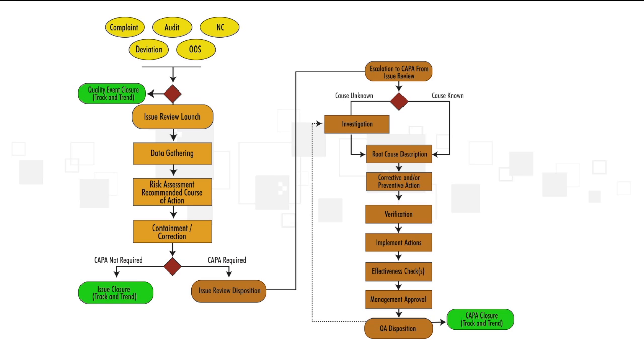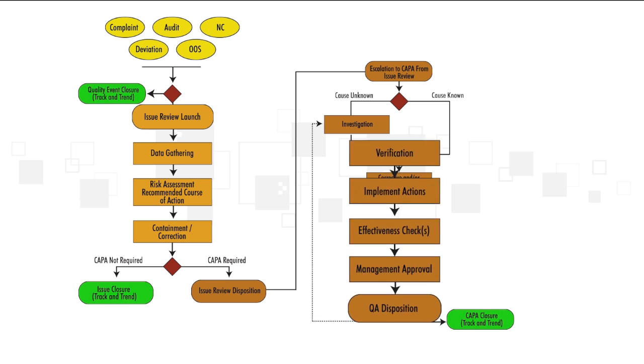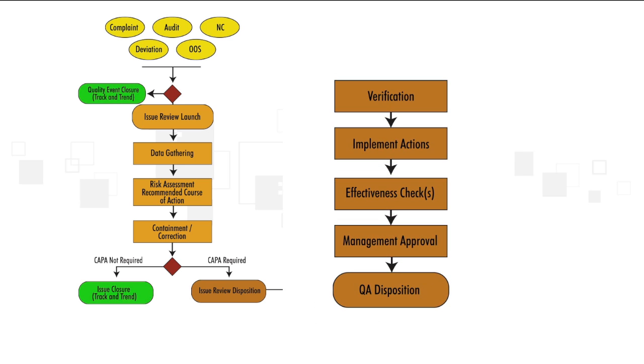Now, as far as our chart, we're going to be working over here in the verification: the implement actions, the effectivity checking, management approval, and then lastly, we have our quality disposition. So it rounds back through the quality executive, and then they would look it over one last time, approve it so we can indeed close out the CAPA.